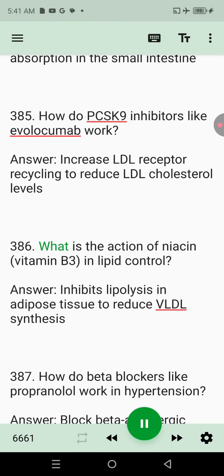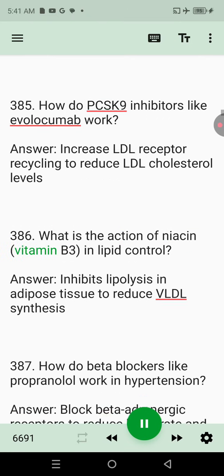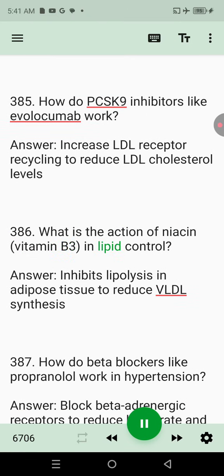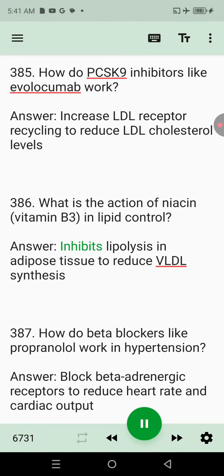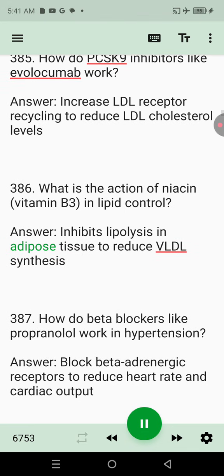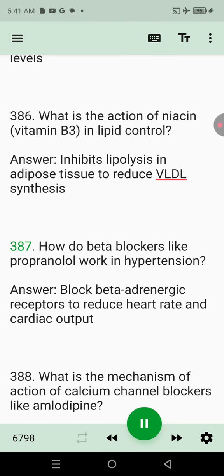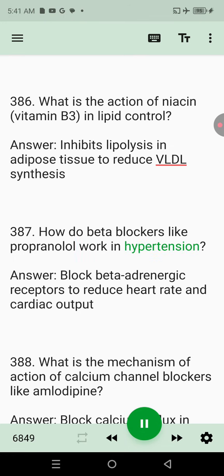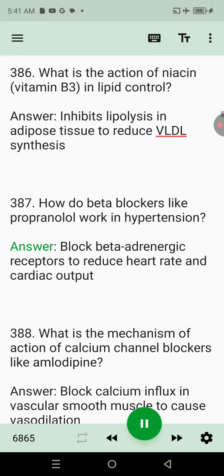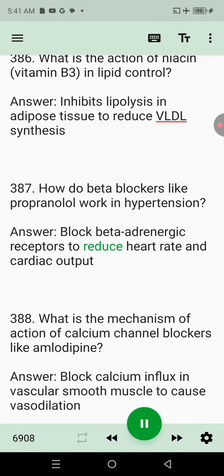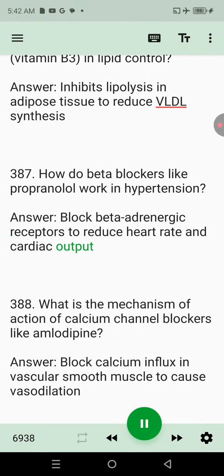386. What is the action of niacin, vitamin B3, in lipid control? Answer. Inhibits lipolysis in adipose tissue to reduce VLDL synthesis. 387. How do beta blockers like propranolol work in hypertension? Answer. Block beta adrenergic receptors to reduce heart rate and cardiac output.